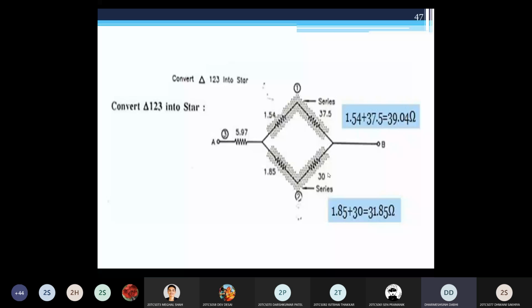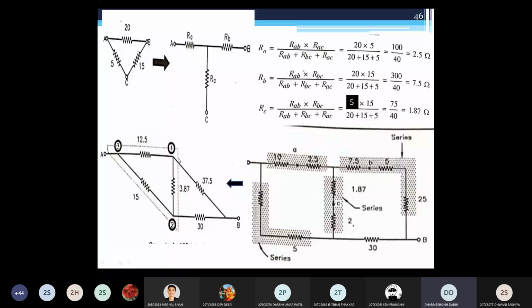If you do not understand this, just draw the star equivalent within this delta connection. Draw the star connection within this delta so you can understand this, and then remove this delta. Once you convert this delta into star, remove this delta and keep your star as it is.